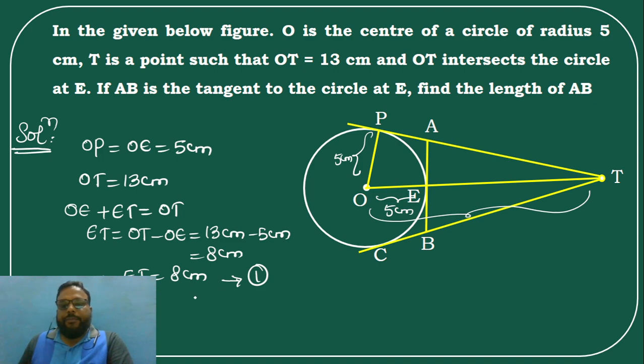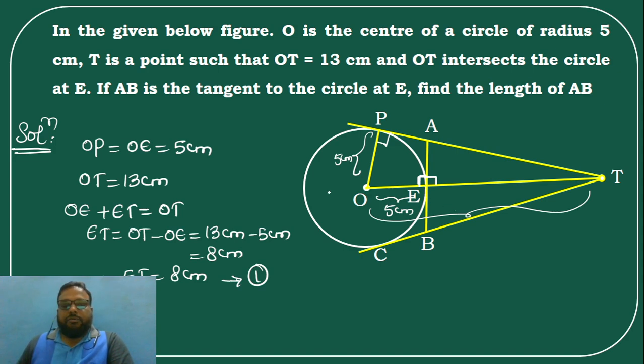Now we know that the radius and the tangent at the point of contact form an angle of 90 degrees. So the angle OPT becomes 90 degrees. Since AB is also a tangent and OE is also a radius, angle OEA will also be 90 degrees. So obviously if OEA is 90 degrees, AET also will be 90 degrees. Similarly, you can take it with respect to BET also.